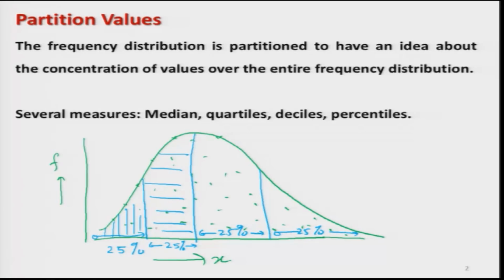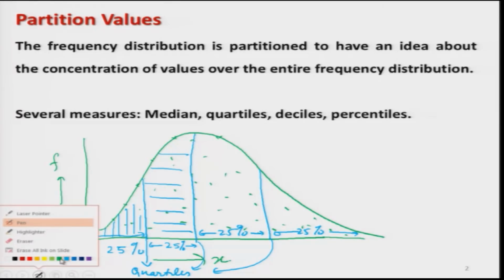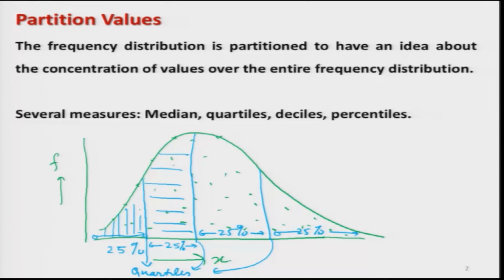So, these values are called partitioning values, which divide the total frequency into 4 equal parts. I can call them quartiles. So, this is a quartile value, and the first value can be called the first quartile, the second value the second quartile, and so on. So, essentially we are trying to divide the entire frequency into parts.